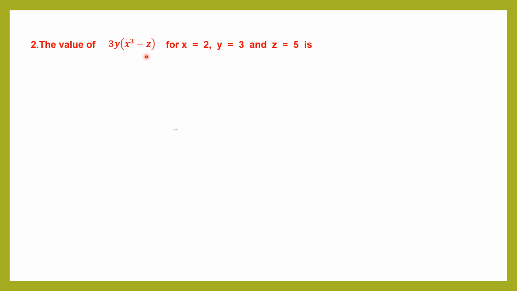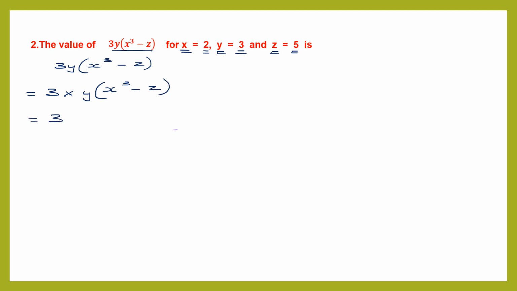Question 2. The value of this expression is what we need to find out, and we have to substitute x with 2, y is 3 and z is 5. So let's write down the question first. 3y into x to the power of 3 minus z. So 3y means 3 into y. Then we have x cube minus z. So 3 into, how much is y? Y is given as 3. Now in brackets, x to the power of 3 and x is 2. 2 to the power of 3 minus z, and z is 5.